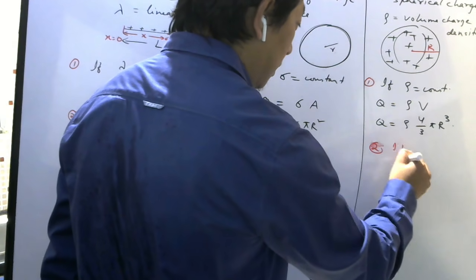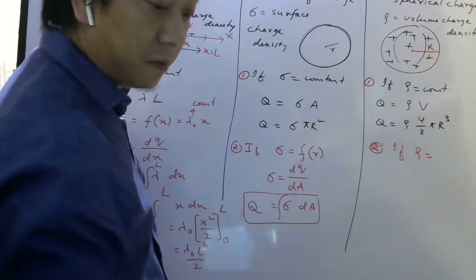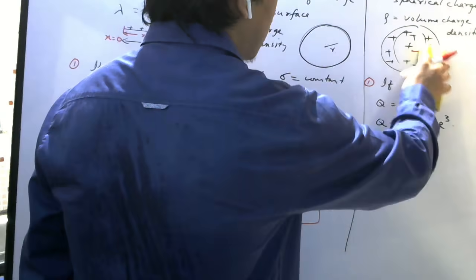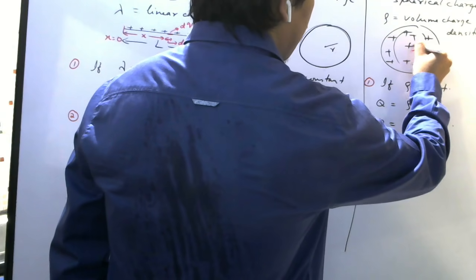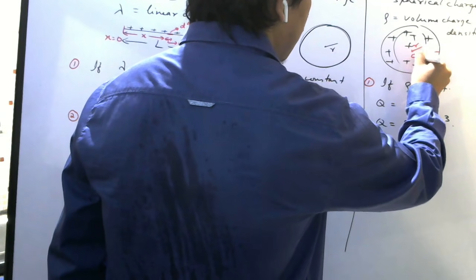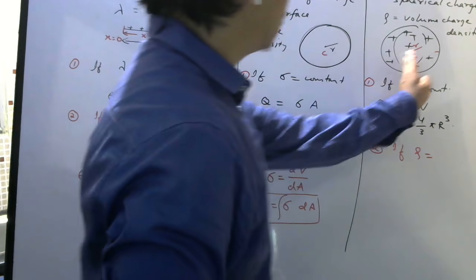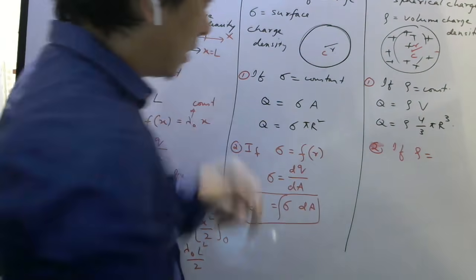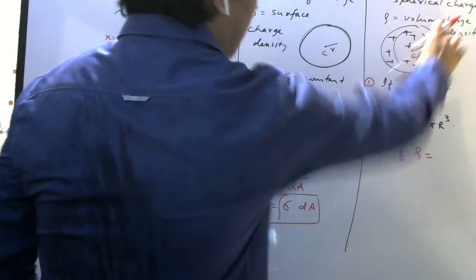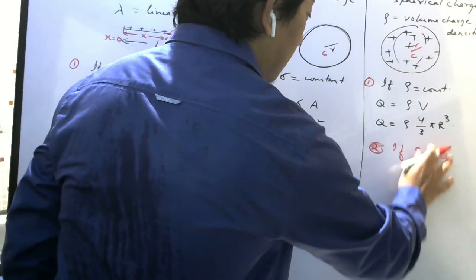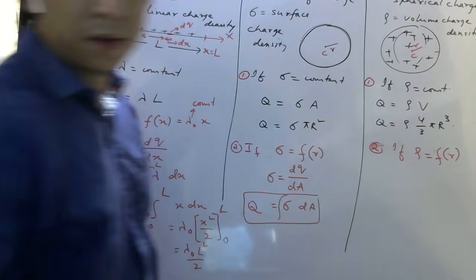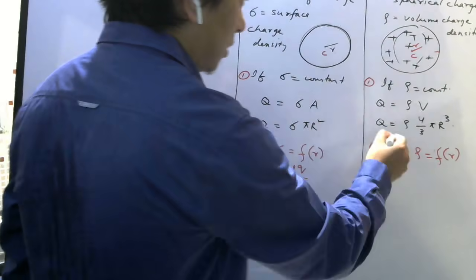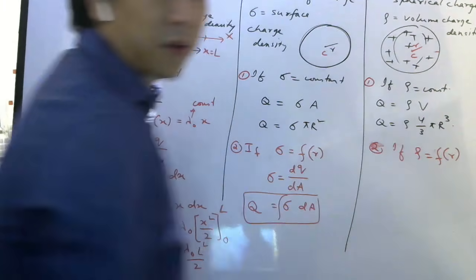if your density, volume charge density, again it is not constant, let's say, but it changes with this r, where r is distance from the center. So as you move from the center, suppose they tell you that this volume charge density is not a constant, but it is a function of this distance. Then how will you find total charge? Then you cannot use this formula, remember.